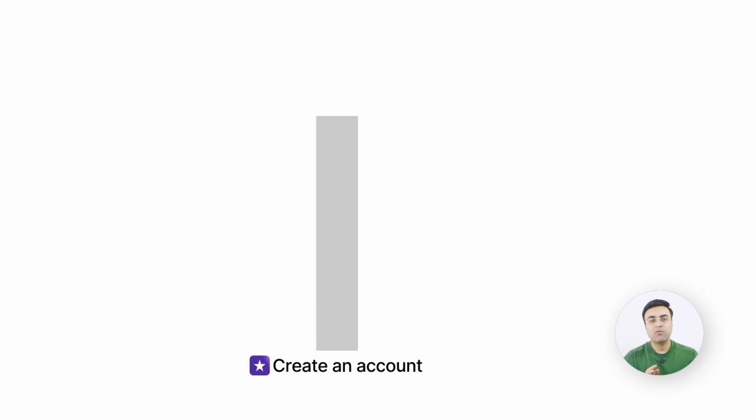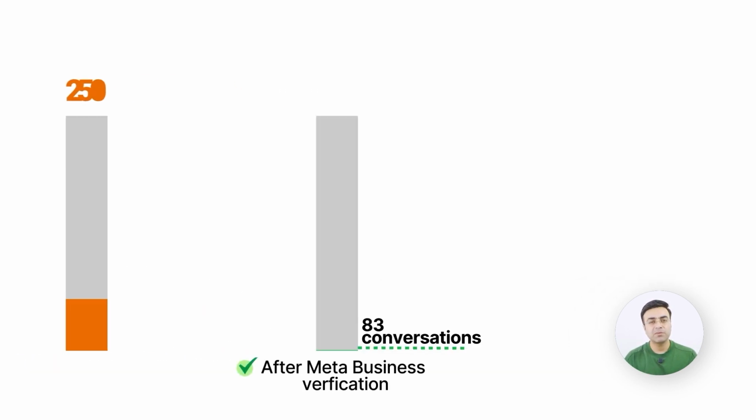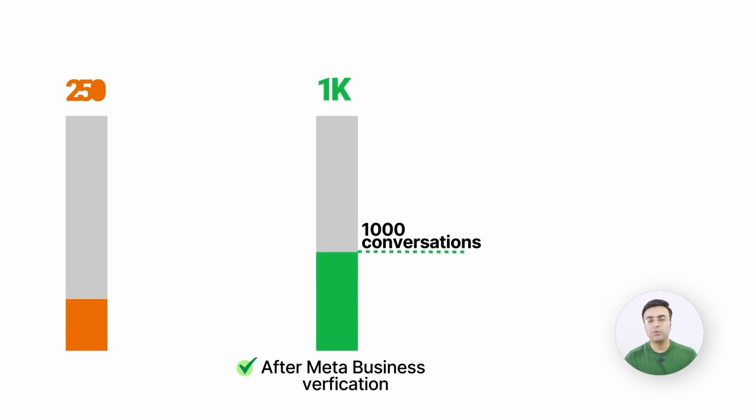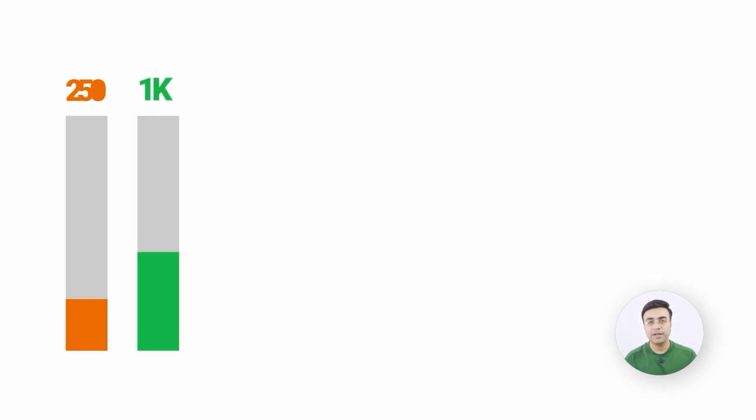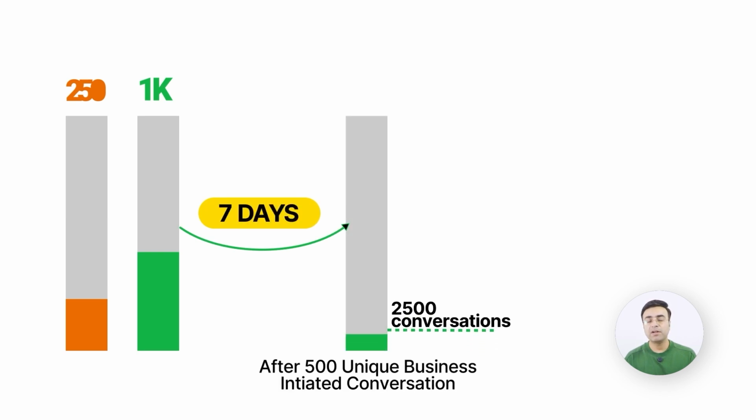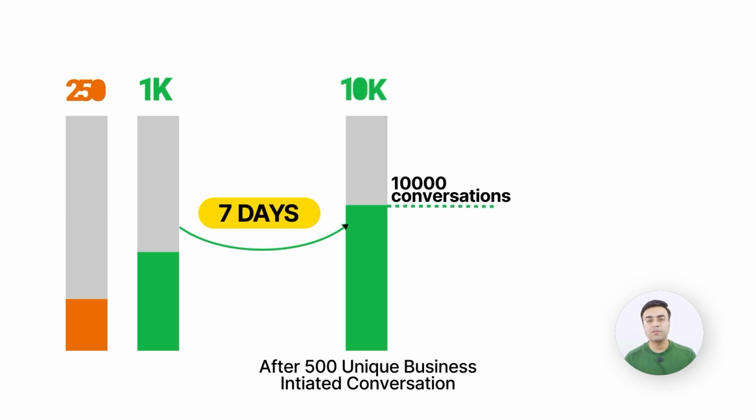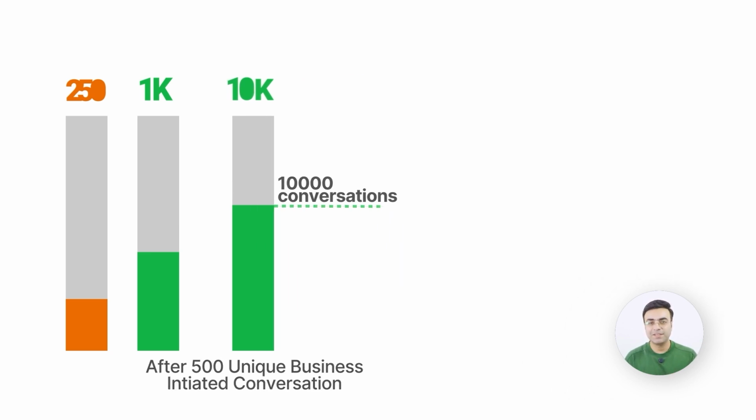By default, WhatsApp allows you to send around 250 messages in a day. So right after completing the Meta business verification, you'll be upgraded to 1K tier, which will allow you to send out 1000 messages in a day. If you send out 500 messages in a consecutive period of 7 days, you'll be upgraded to 10K tier, which will allow you to send out 10,000 messages in a day.